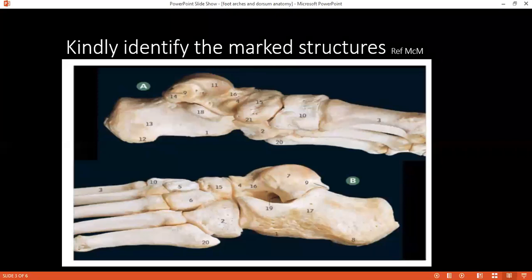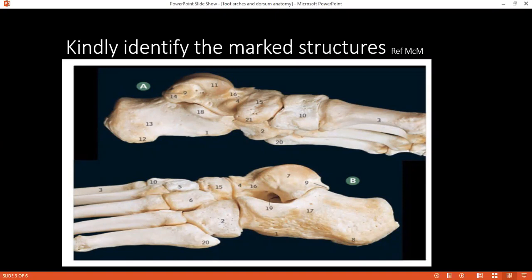I can't. I don't know. Sorry. Okay. Can you please identify 2 over here? It's the cuboid bone. 8 is the lateral process of the calcaneum. Can you please tell me how many arches there are in the foot?